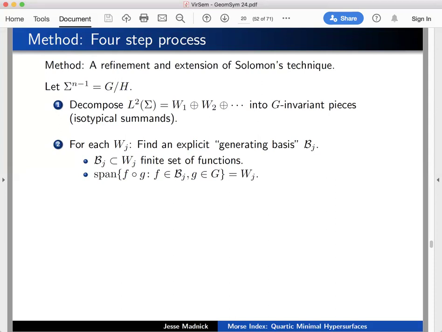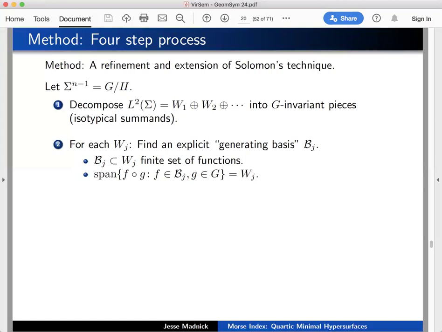And then the idea of the method is to essentially compute the Laplacian on each isotypical summand. So you want to represent the Laplacian on W1 as a matrix, and you want to represent the Laplacian on W2 as a matrix. The Laplacian preserves these Wj because of the G-invariance of the Laplacian. So you want to, if you like, diagonalize the Laplacian. That's somehow the idea.